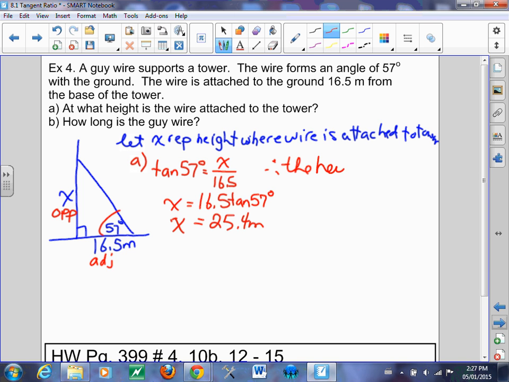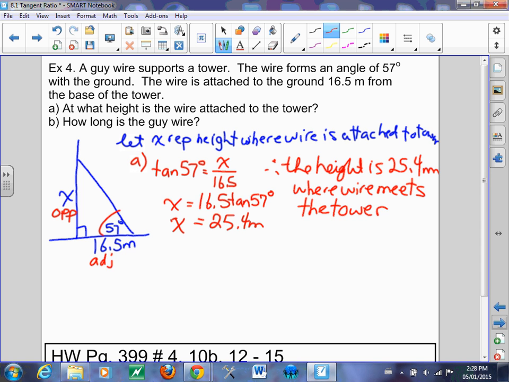Therefore the height is 25.4 meters where wire meets tower. Great, that's example A. Now example B says how long is the guy wire? So what we need to do is introduce a new letter. We want to find out how long this guy wire is, and let's let that be Y. So let Y represent guy wire length.